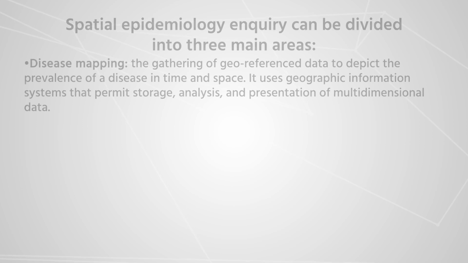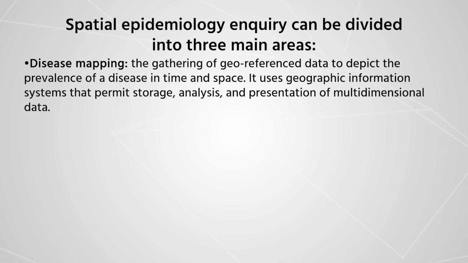Spatial epidemiology inquiry can be divided into three main areas which geographers are mainly interested in and can contribute to in their research. First is disease mapping and gathering of georeferenced data to depict the prevalence of disease in time and space. It uses geographic information systems that permit storage, analysis and presentation of multidimensional data.